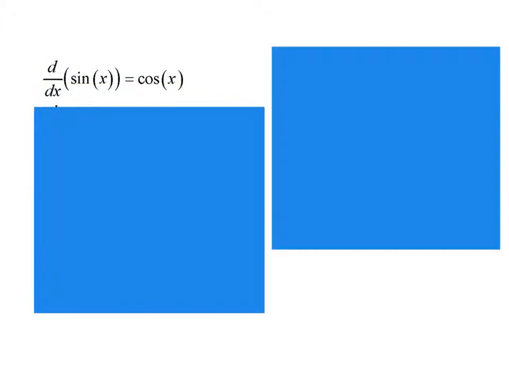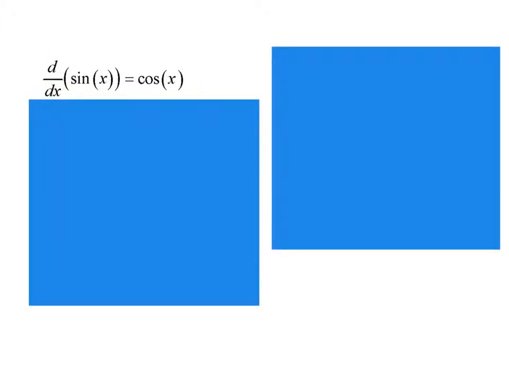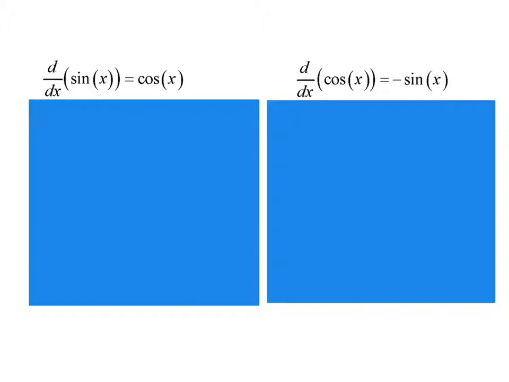So when we're talking about our trigonometric functions and their derivatives, we're talking about sine, cosine, tangent, secant, cosecant, cotangent. The two easiest to remember are these: the derivative of sine of x is equal to cosine x, and the derivative of cosine is equal to negative sine of x. These are the easiest ones.